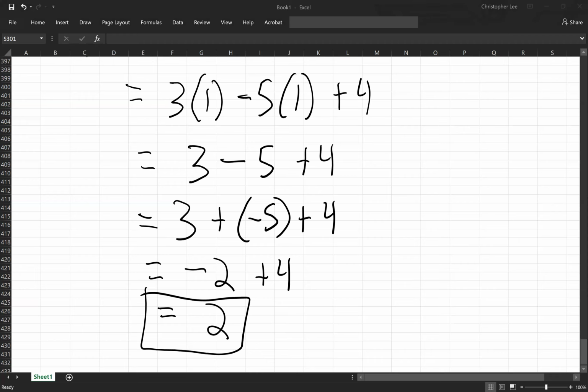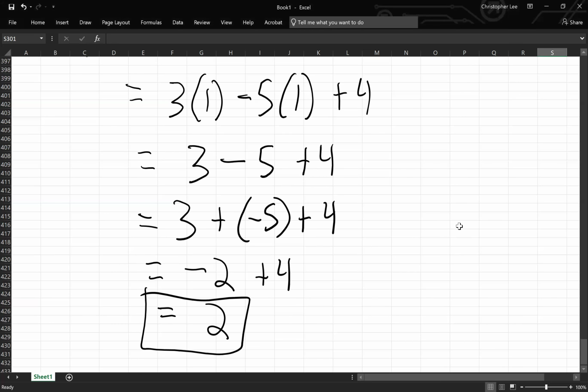So how did you know to go 3 plus negative 5? Because it's minus. Anytime I have a minus sign, keep change. Keep the first number, change the minus to addition, and do the opposite of whatever the next number is.